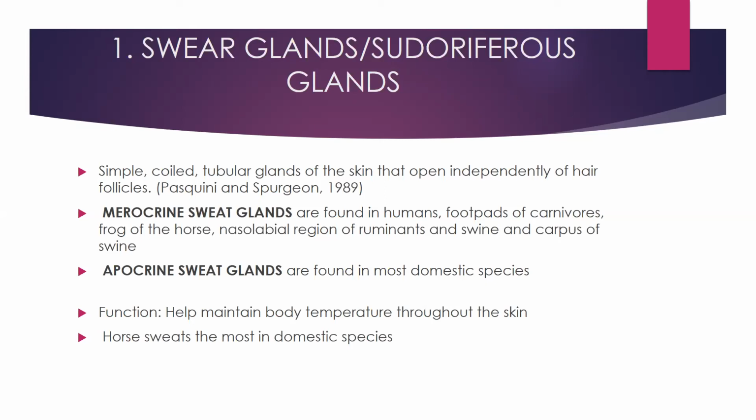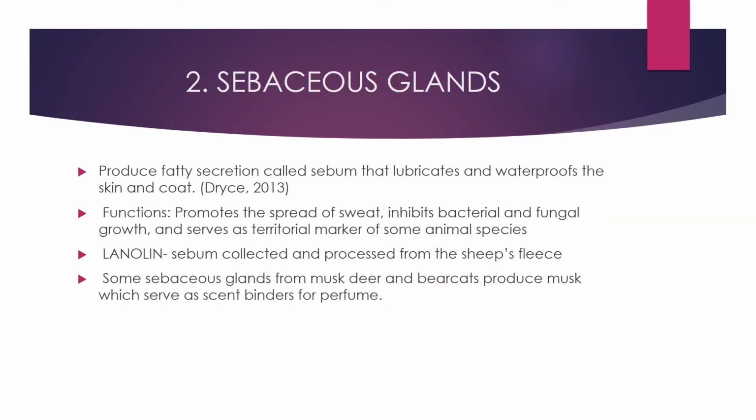And we also have the apocrine sweat glands, which are found in most domestic species. The function of the sweat gland is to maintain body temperature throughout the skin, and in most domestic species, it's the horse that sweats a lot.